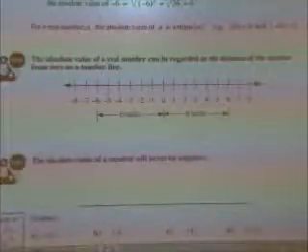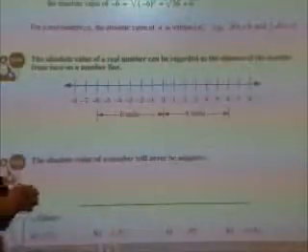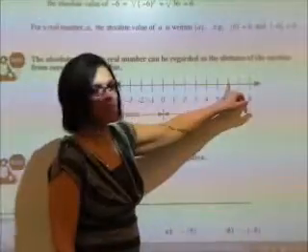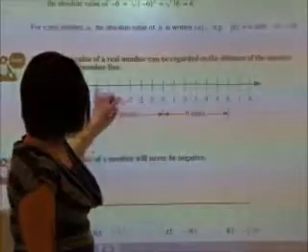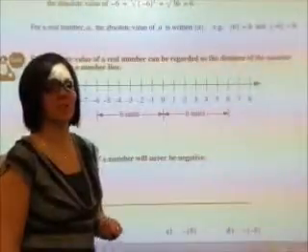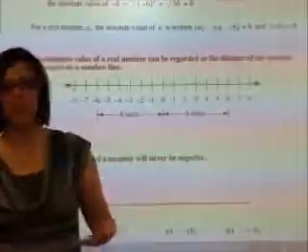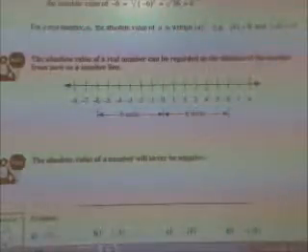And the other way that you can look at it is the absolute value of a real number can be regarded as the distance of the number from 0 on a number line. So positive 6 is 6 units away from 0. And negative 6 is also 6 units away from 0. So 3 different definitions of how we can define absolute values. The absolute value of a number will never be negative, although when we work through the expression itself it could become negative because of other operations that occur in the expression.